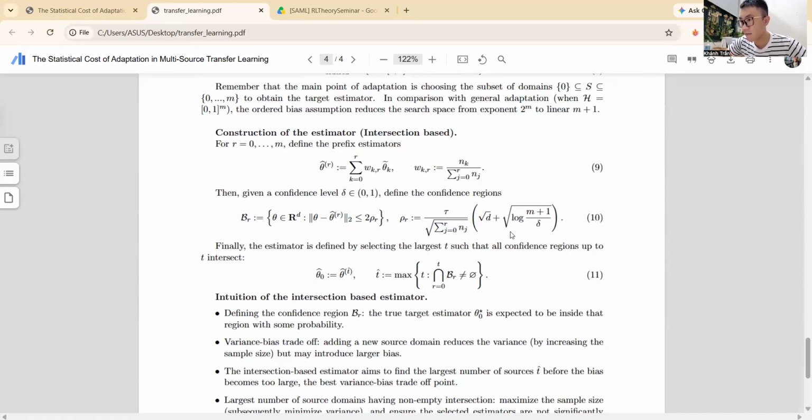And I don't know about the second term. If you have any idea, it's fine. Yeah, it comes from the analysis. It's fine.